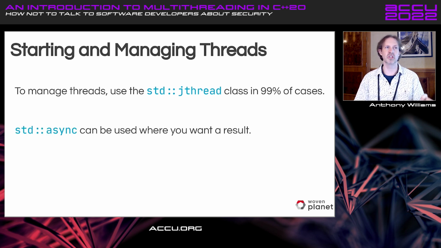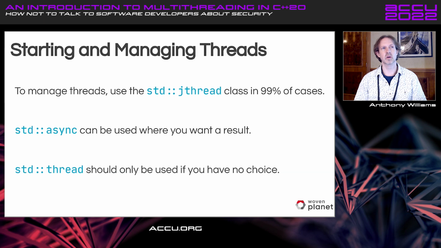Occasionally, you might want to use standard async, which is a C++11 feature. This is for the case where your thread is going to return you a result, and you're going to wait for the thread to finish, and you want the result that it's going to give you. But in practice, it's quite rare that that is how things work out. Mostly you're going to want results ongoing from your thread at various points, and so having a single result at the end is not what you want. But if it is, standard async is your friend.